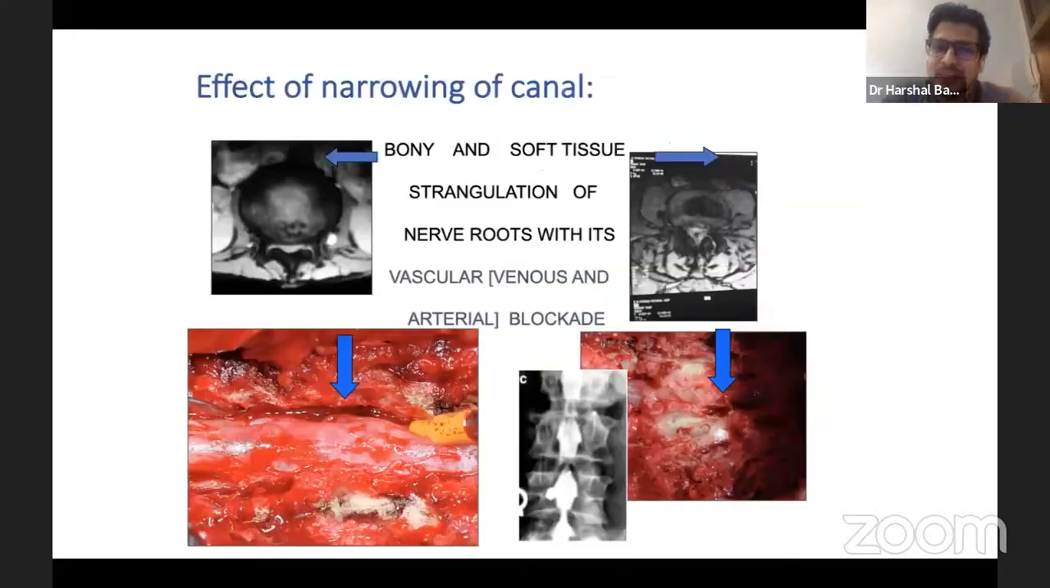What happens when canal gets narrowed? So there's a bony compression which happens in primary LCS or developmentally narrow canal, and there's a soft tissue component which is predominantly there in the degenerative pathology, but bony component also happens in degeneration, which leads to strangulation of nerve roots. And this leads to multiple mechanical and vascular events in the nerve root that leads to the classical phenomena of neurogenic claudication.